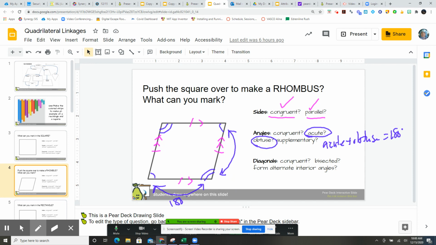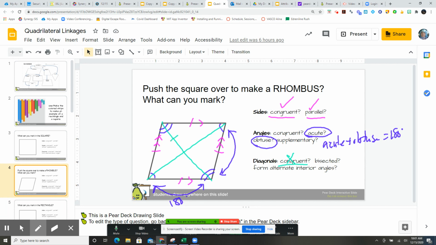Okay, taking the right angles from the square, we've made one bigger and one smaller. So when I push my rectangle or my square over, are the diagonals still congruent? Or is one longer and one shorter? One's longer and one's shorter, absolutely. So these are not congruent anymore.